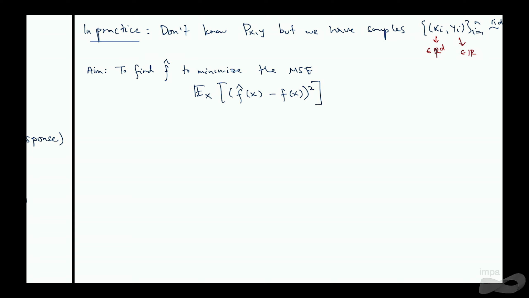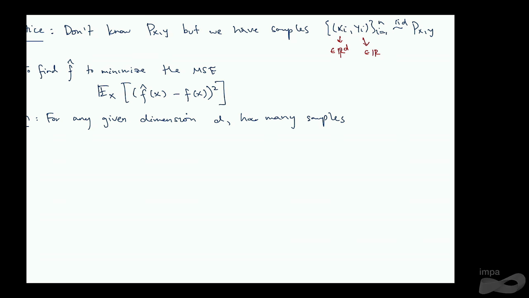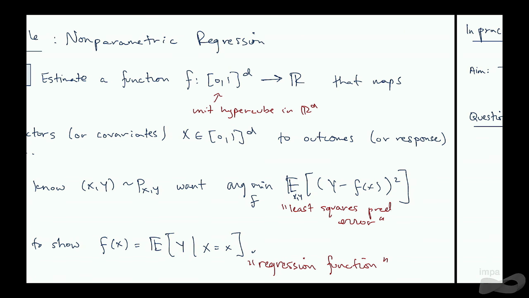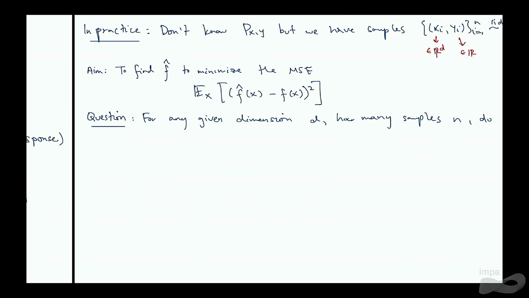So the question I want to look at is, for any given dimension d, how many samples n, how many data points here, do I need to approximate this regression function? I'm being vague, but how many samples do I need to approximate the regression function well?